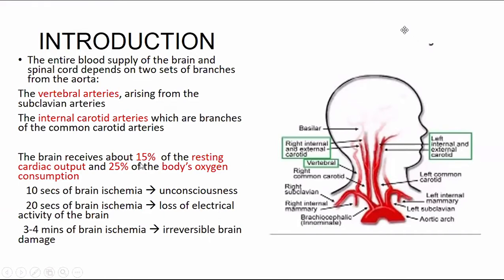Now, the brain receives about 15% of the resting cardiac output and 25% of the body's oxygen consumption. If for some instance there is obstruction to the blood flow to the brain, if there's ischemia, the most common cause of ischemia is a heart attack or cardiac arrest, which causes ischemia to the brain. 10 seconds of brain ischemia will lead to unconsciousness. 20 seconds will lead to loss of electrical activity of the brain, and after 3 to 4 minutes, there's irreversible brain damage. So remember these times.